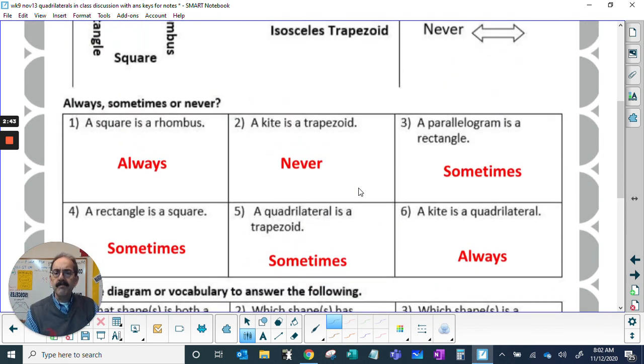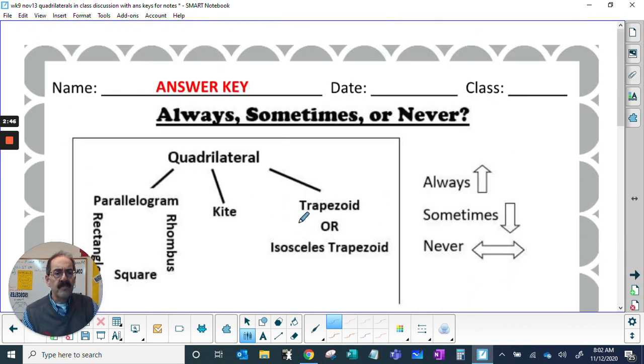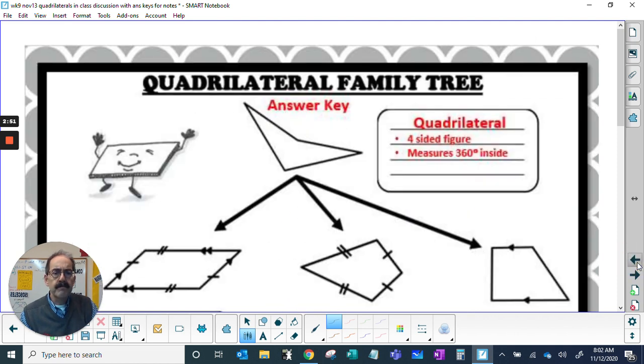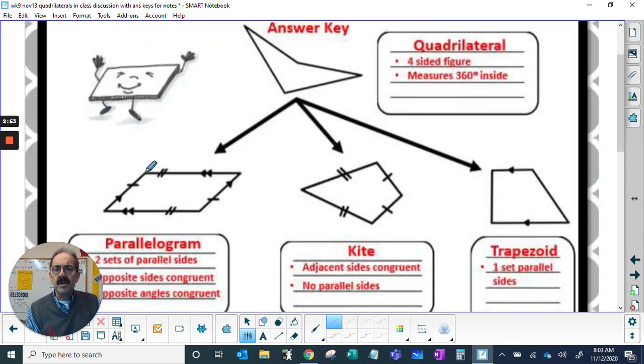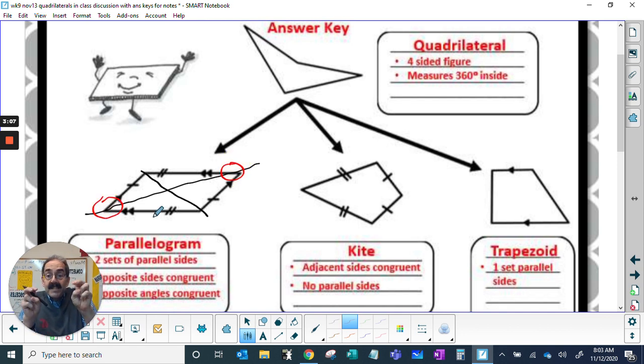Thank you for participating. Remember, next week, we're going to focus on the diagonals of each of these shapes. And what happens right here? Are those angles bisected? Are they cut in half? Are they equal to each other? What happens to the diagonals? Are they bisected? Are they equal to each other?